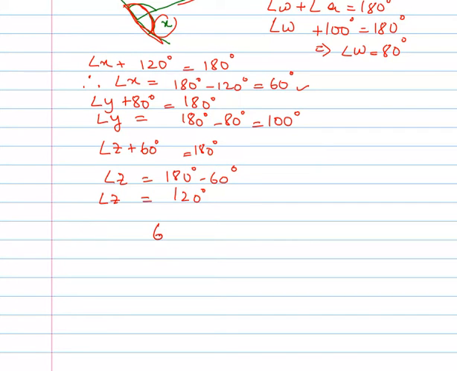Now we know all the four angles, therefore we can say angle X is 60 degrees plus Y is 100 degrees plus Z is 120 degrees plus W is 80 degrees makes it 360 degrees. So X plus Y plus Z plus W is 360 degrees.